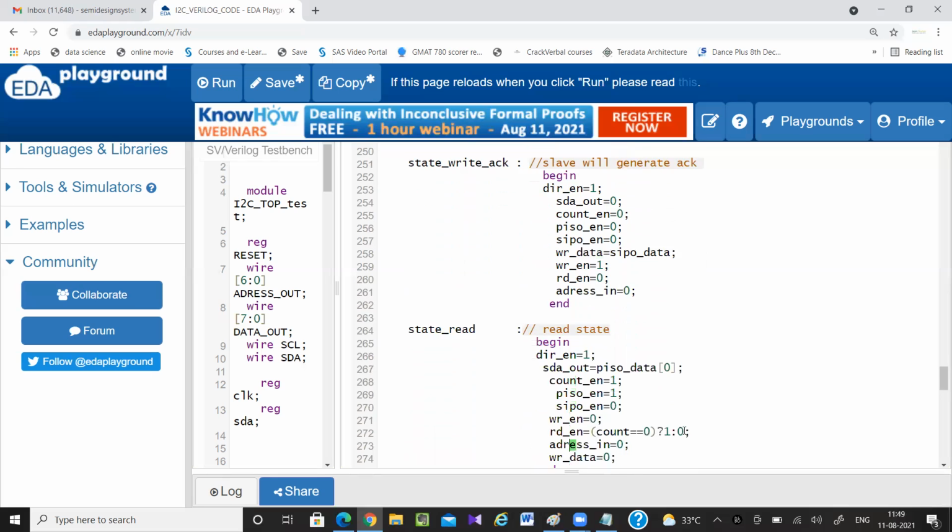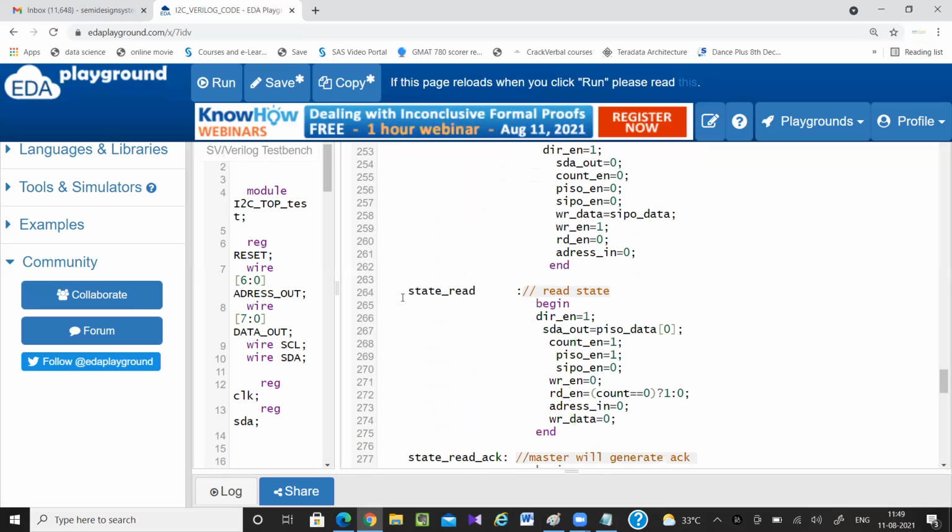Similarly, the read state. Here there will be a parallel to serial converter. Whatever PISO data I am getting, its first bit only I am sending. It is like a parallel to serial converter. Data will get shifted to the right, and the LSB part I will be giving to the master serial.